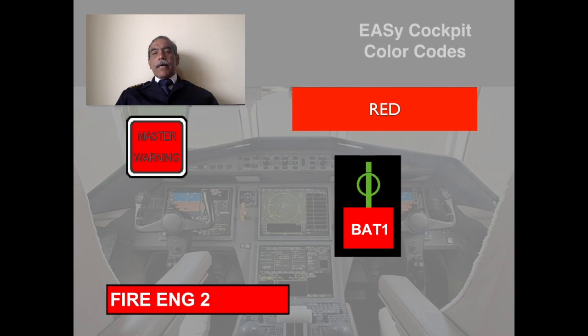There is one master warning on the center top instrument pedestal, which will alert the crew that he needs to attend to the situation immediately. Also here there is an issue with battery 1 which needs the pilot's attention immediately. So red color is for danger and situations requiring immediate attention.